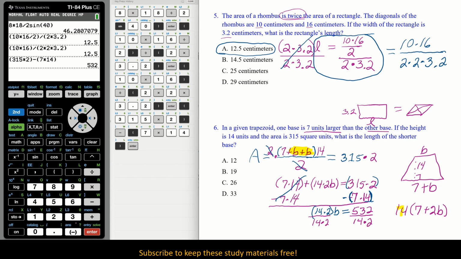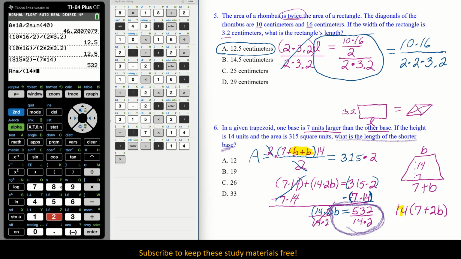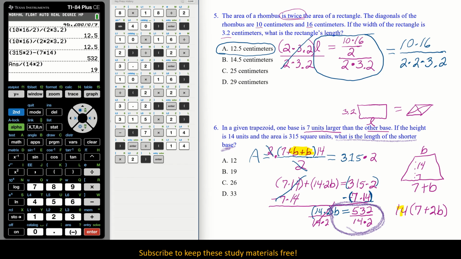Now divide both sides by 14 times 2. This is canceled, and this is really what we're looking for right here. And that's exactly what the question asks for. What is the length of the shorter base? And we called that B. So we should be all right. So let's divide that answer by, in parentheses, 14 times the 2 and close the parentheses. Now enter, and that's 19, which is the correct option.